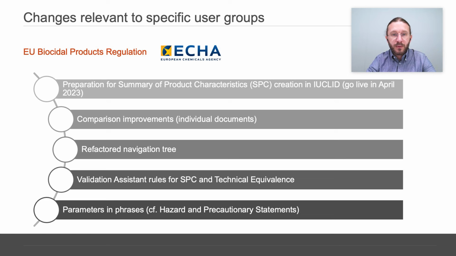With this release, we have introduced some rules checking the content of the summary of product characteristics, and we have also added rules to check technical equivalence submitted under the BPR. The last point I wanted to mention for EU BPR users is the new way to enter parameters for phrases, and this is particularly useful for hazard and precautionary statements.